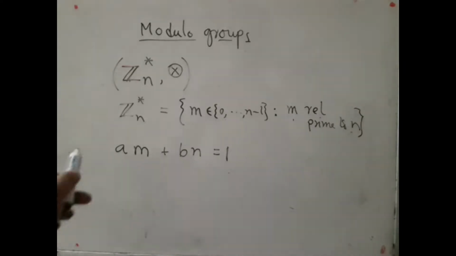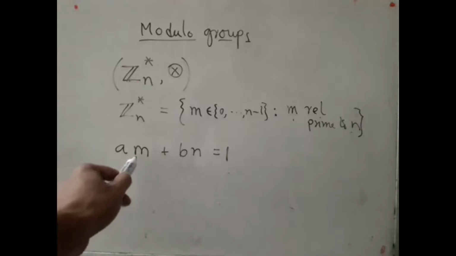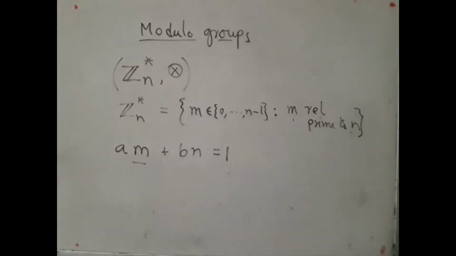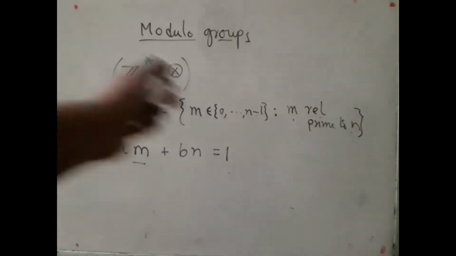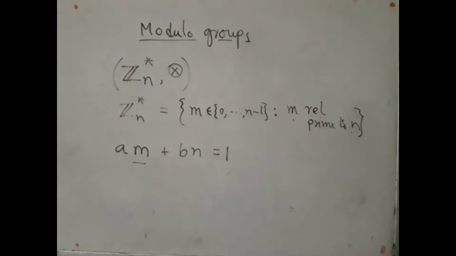And from this, you should be able to conclude that such an m must have an inverse mod n. So I leave it as an exercise. If you can do this, you can write down the solution in the comments. If not, you can say that you cannot understand it. Then I will provide the answer.